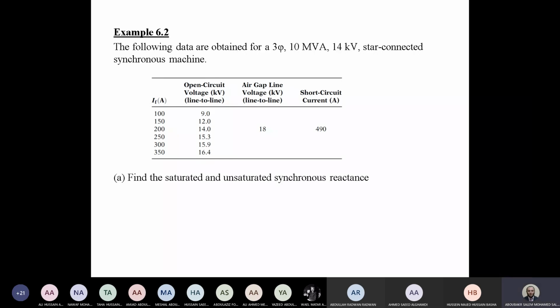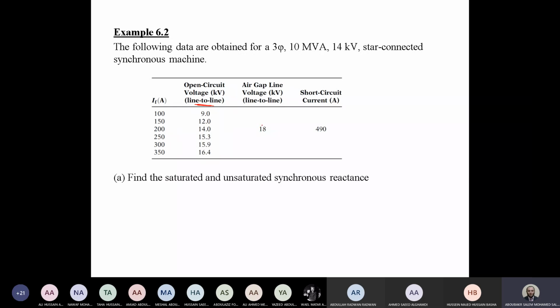For this example, it's stated here: a 3-phase, 10 megavolt ampere, 14 kilovolt, Y-connected synchronous machine has the following test, and as you can see we have different values for field current, with corresponding different values of voltage. But it's stated here that this is line to line volt, so it's not phase, so we cannot say V over I equals Z. We have to first get the phase voltage in order to get the impedance.